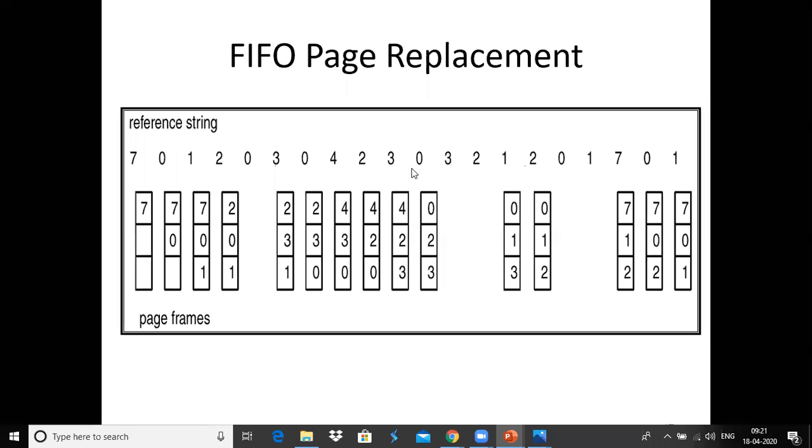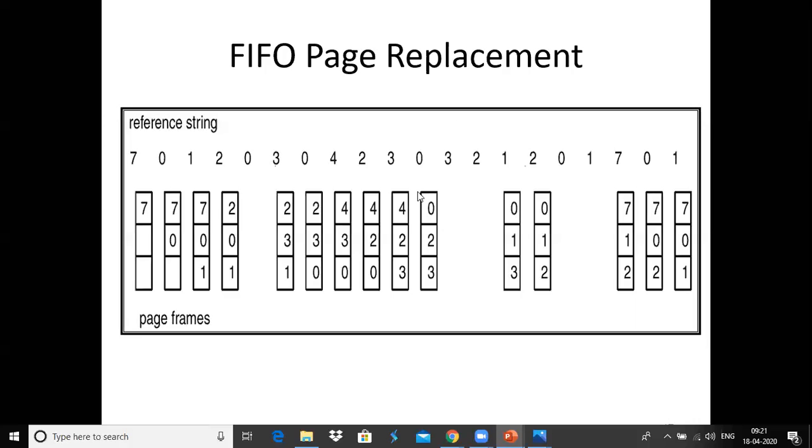Again the request for memory reference 0. Again the frames are already filled in. Which page will you replace? Apply the FIFO algorithm. 4 will be replaced by 0 because 4 comes before 2 and 3. So 4 will be replaced.